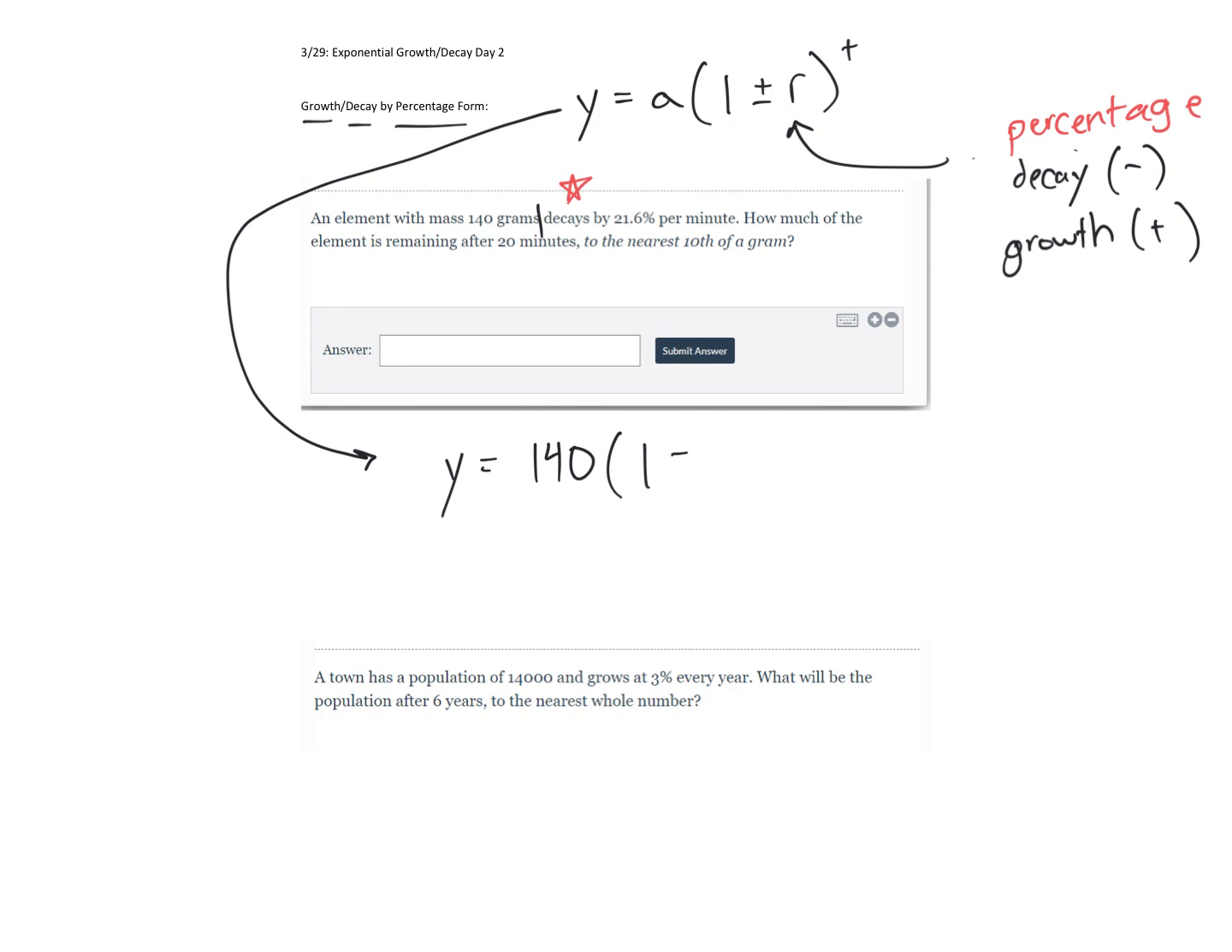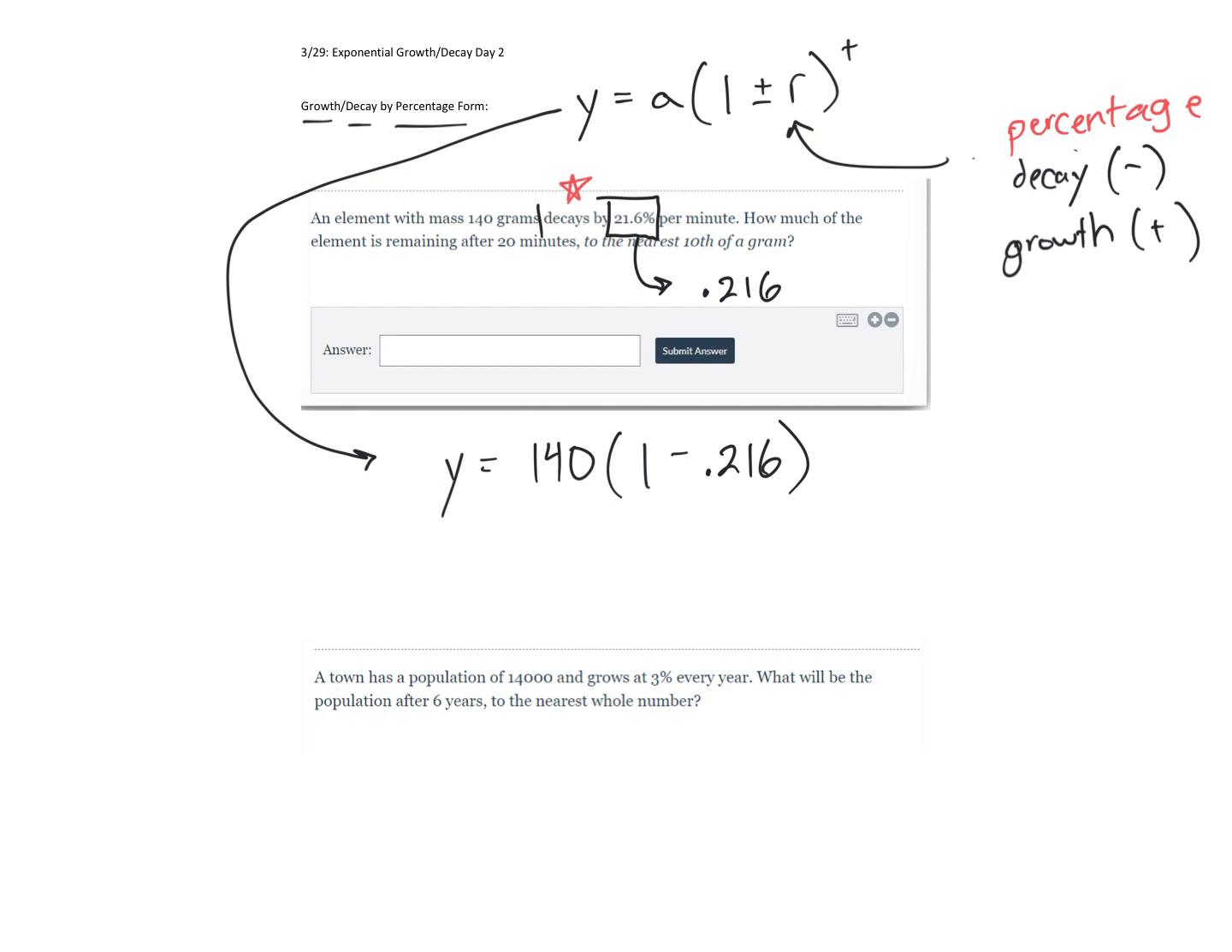All right, so you see how I'm filling in the equation from the original equation? I got 140 as the starting amount. See, in the word problem, the element with mass 140, that's what you start with. And then I'm filling out the rest, okay? Decays, all right, so I did 1 minus, I didn't do plus. And then there's my percentage right here, 21.6%. So this as a decimal, we have to convert to a decimal, is 0.216. So I'm going to put it right there, subtracting from the 1.